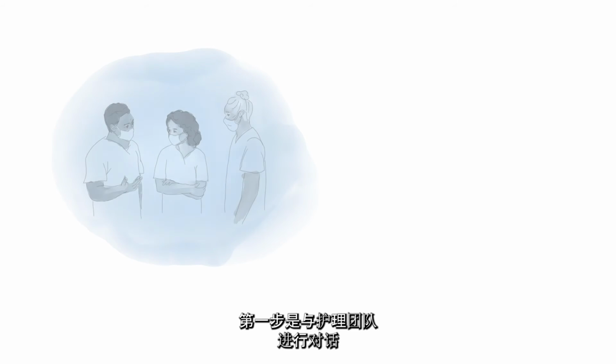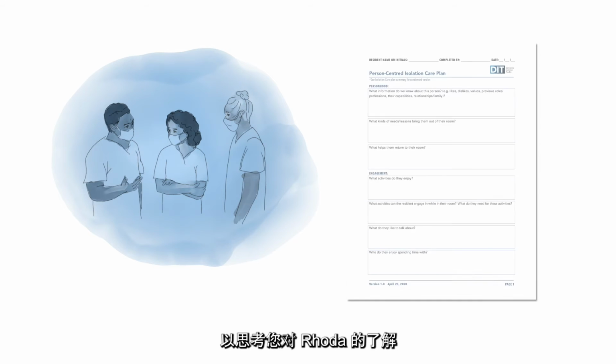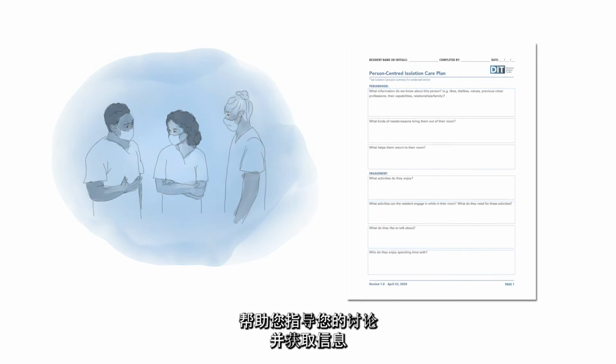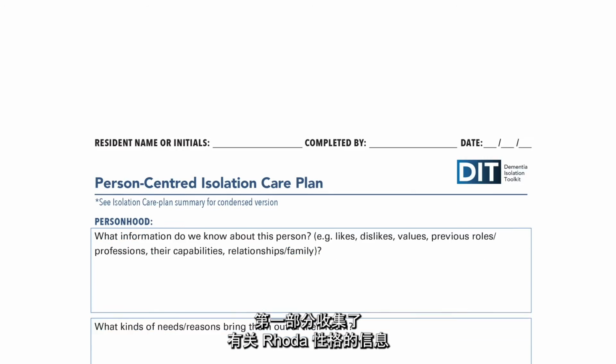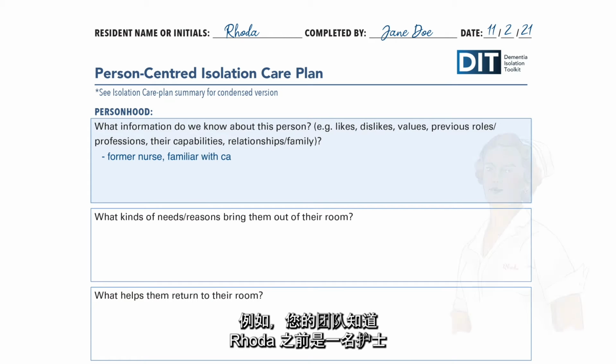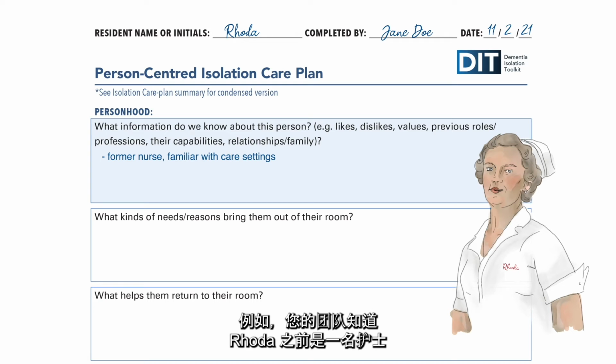The first step is a conversation with the care team to reflect on what you know about Rhoda. You can use the person-centered isolation worksheet to help you guide your discussion and capture information. The first section gathers information about Rhoda's personhood. For example, your team knows that Rhoda is a former nurse.